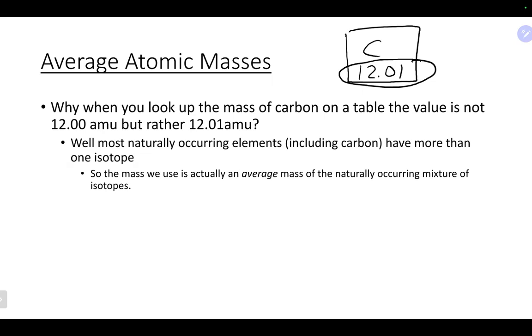For example, with carbon, there's a carbon-12 isotope, which is about 12, and there's a carbon-13 isotope that has a mass of about 13 and some change. So what we see there is an average value of those naturally occurring isotopes for that particular element. And that's why carbon has a different number than you might expect.